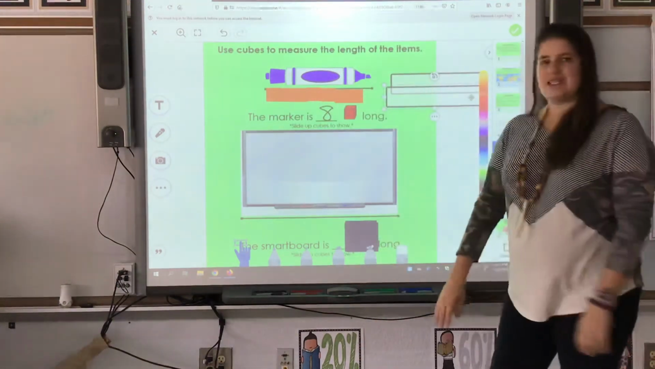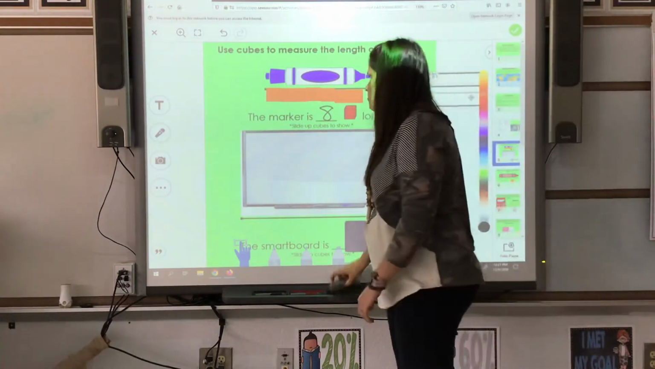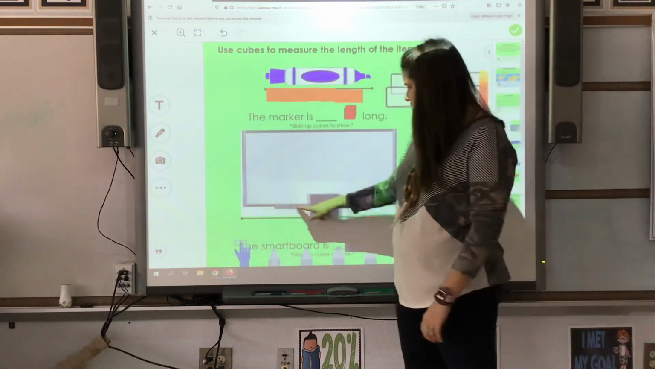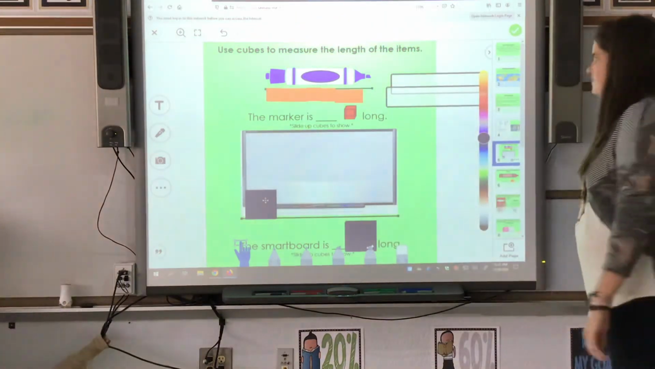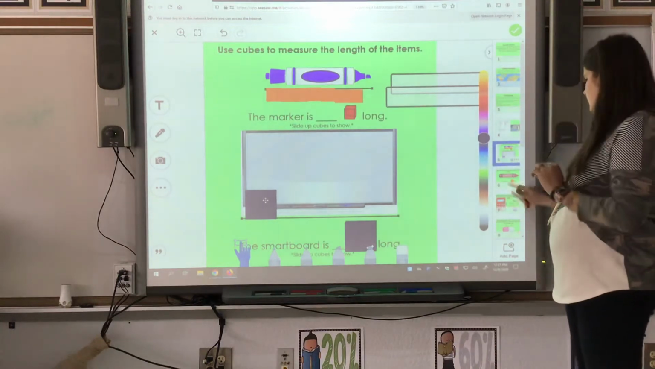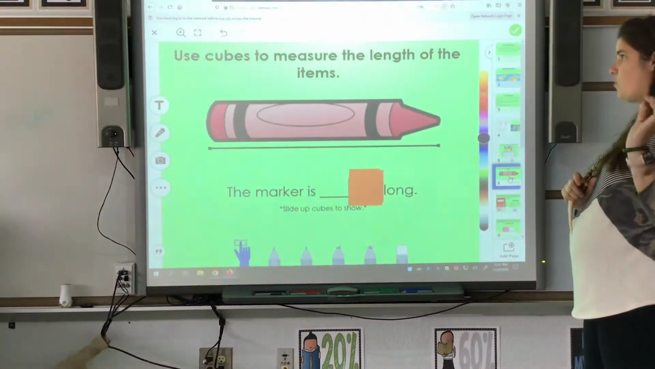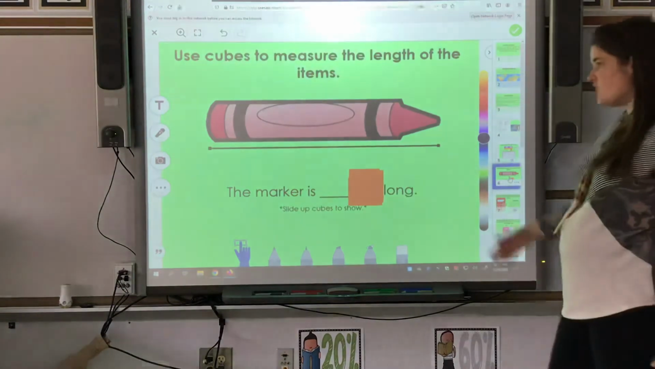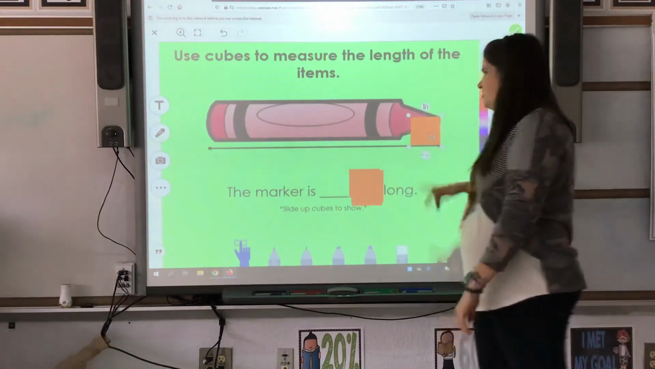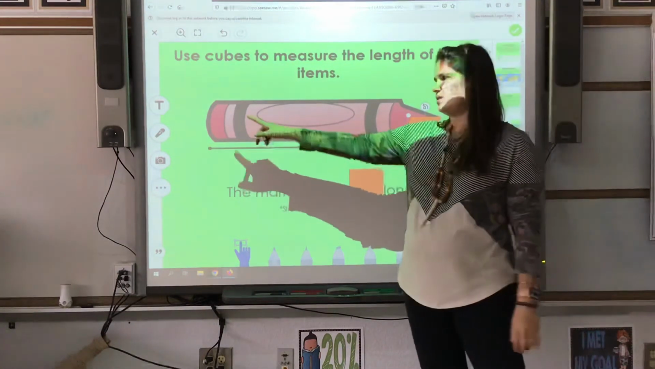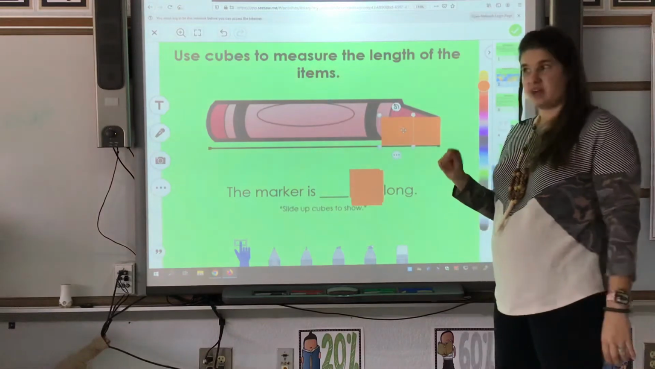The amount of cubes and the sizes of the cubes are different so that you can measure each of the items that are shown. You are going to use those cubes, like down here on the smart board, and slide them up so that you can measure exactly how many cubes the smart board might be. You are going to do the same thing on this one. Whoa, that is a big crayon. You're going to use the cubes down below to measure the length of that crayon. You can start at either end, it doesn't matter, as long as your cubes are touching.